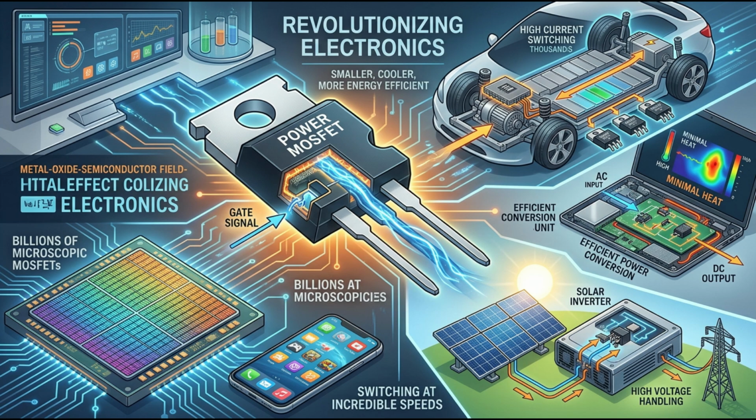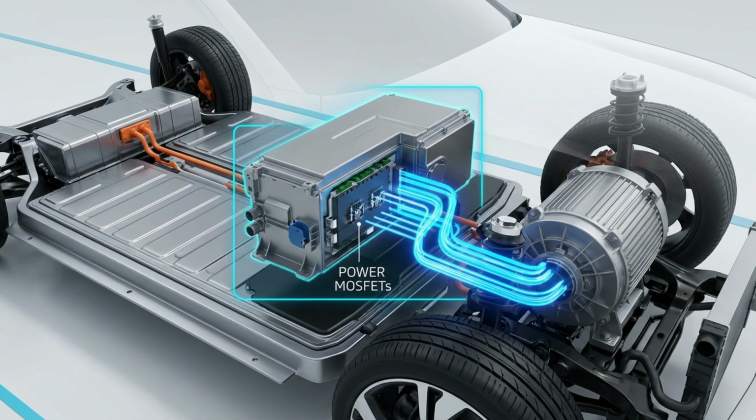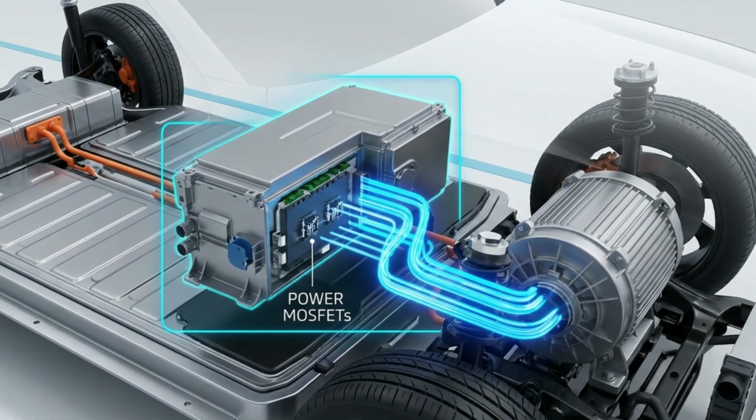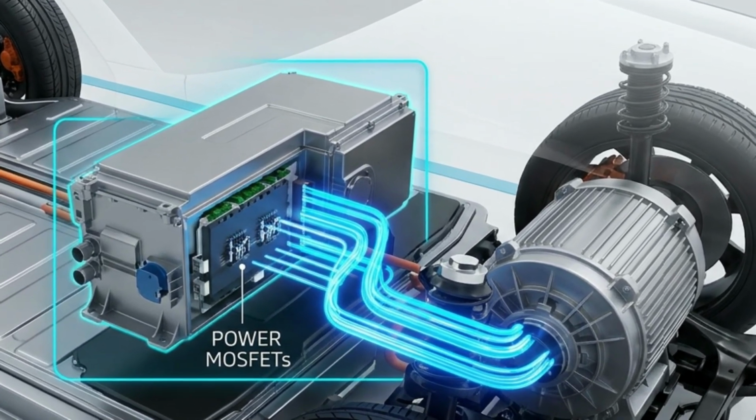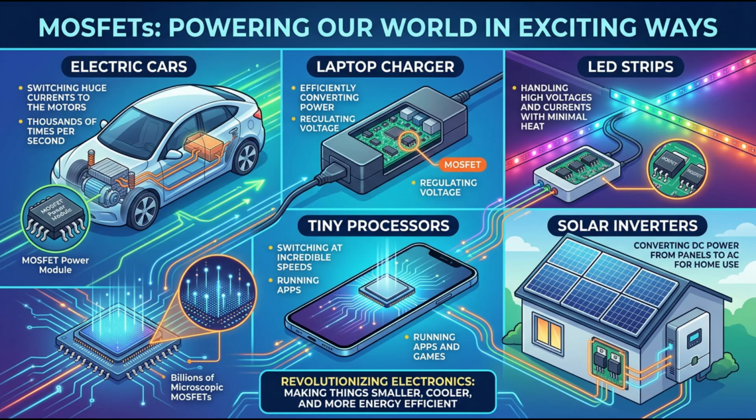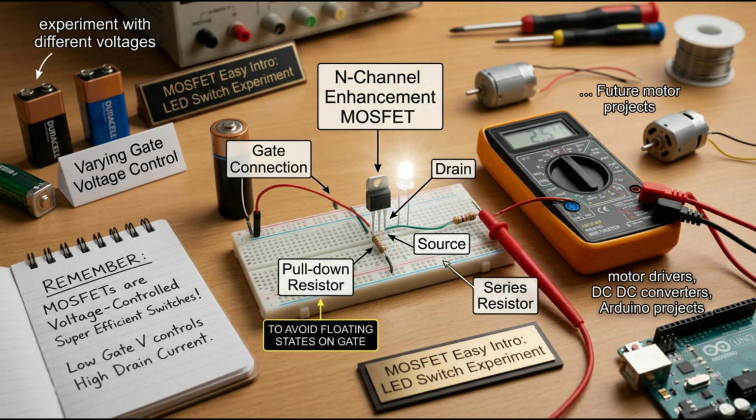MOSFETs power our world in exciting ways. In electric cars, powerful MOSFETs switch the huge currents to the motors thousands of times per second. In your laptop charger, they efficiently convert and regulate power. In LED strips and solar inverters, MOSFETs handle high voltages and currents with minimal heat. Even the tiny processor in your phone contains billions of microscopic MOSFETs, switching at incredible speeds to run apps and games. They revolutionized electronics by making things smaller, cooler, and more energy efficient.